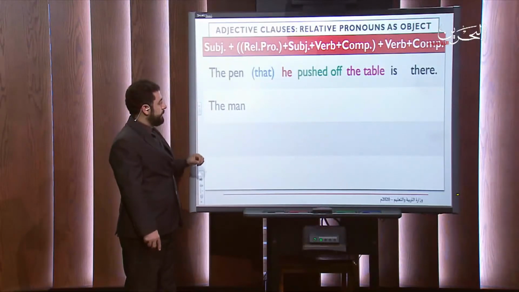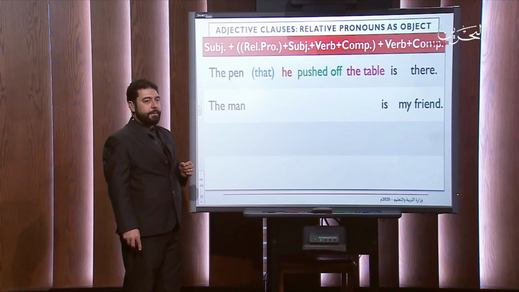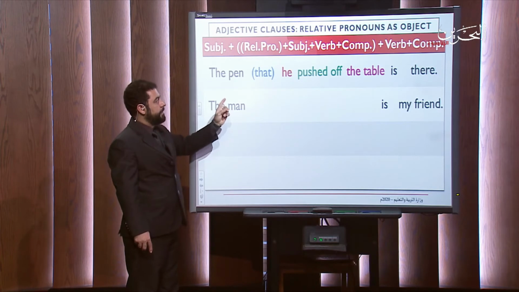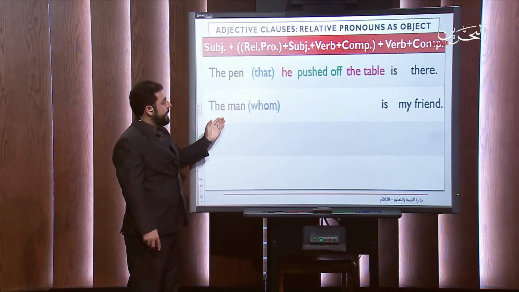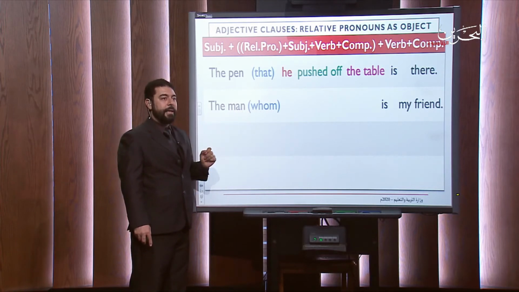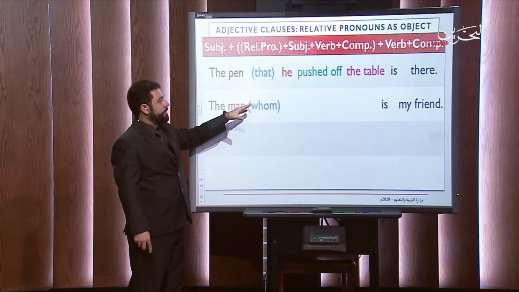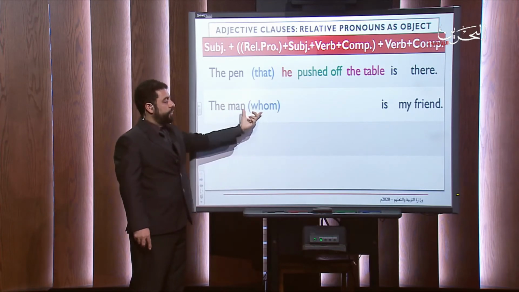Okay, let's check another one. Subject, the man. The man is my friend. I would like to use an adjective clause, but this time the relative pronoun should be an object. So I say, the man whom. We cannot say who. If we use the relative pronoun as a subject, we say who. But as an object, it should be whom.